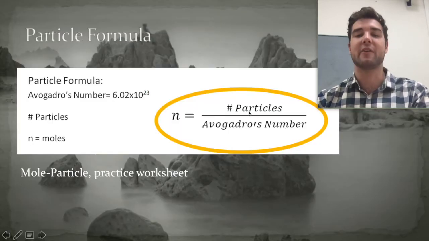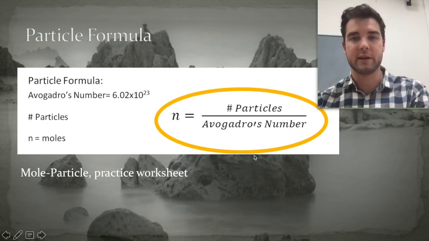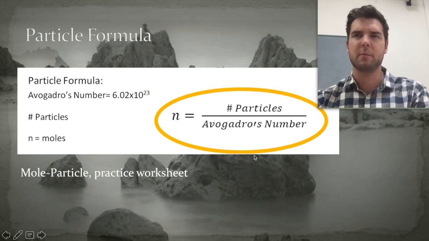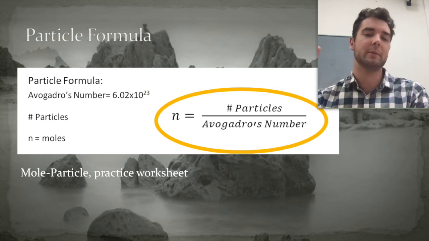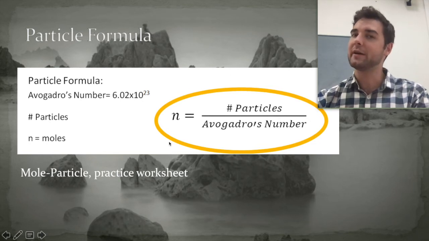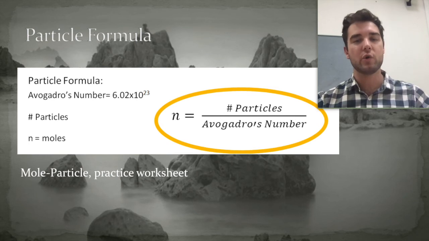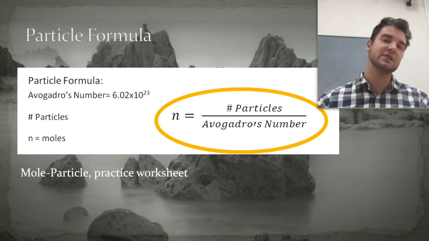So that's Avogadro's number. I encourage you, if you want to use the particle formula, it doesn't come up really in chemistry, but it does help you in maybe a chemistry exam, but it does help you understand the maths behind what you're doing in chemistry. You can try the mole particle practice worksheet. This formula you were already using. I really want you to understand what you're doing instead of just, oh, I need to use this formula.